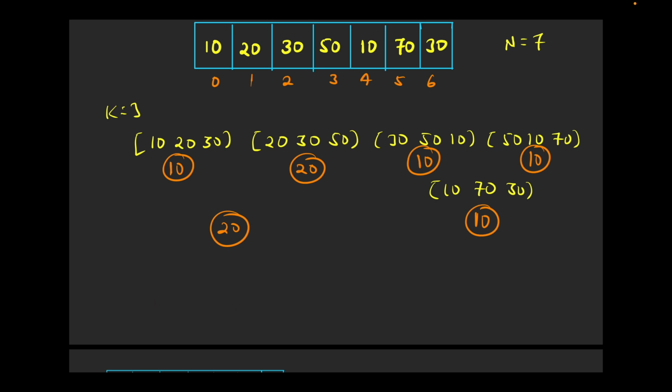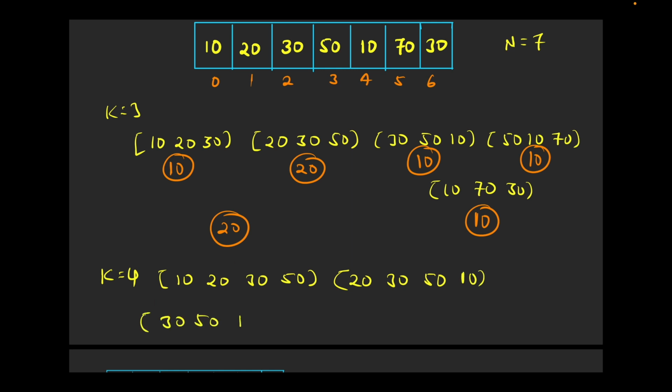For example, if I take a subarray size of 4, what are the subarrays we can get? 10, 20, 30 and 50. This is one subarray. Then we have 20, 30, 50 and 10. Then we have 30, 50, 10 and 70, and we have 50, 10, 70 and 30. So these are the subarrays we can have of size 4. Now again get the minimum of every single subarray. So 10 is the minimum from this, again 10 from this, 10 from this, and 10 from this. So which is the maximum of all? The maximum of all is nothing but 10.